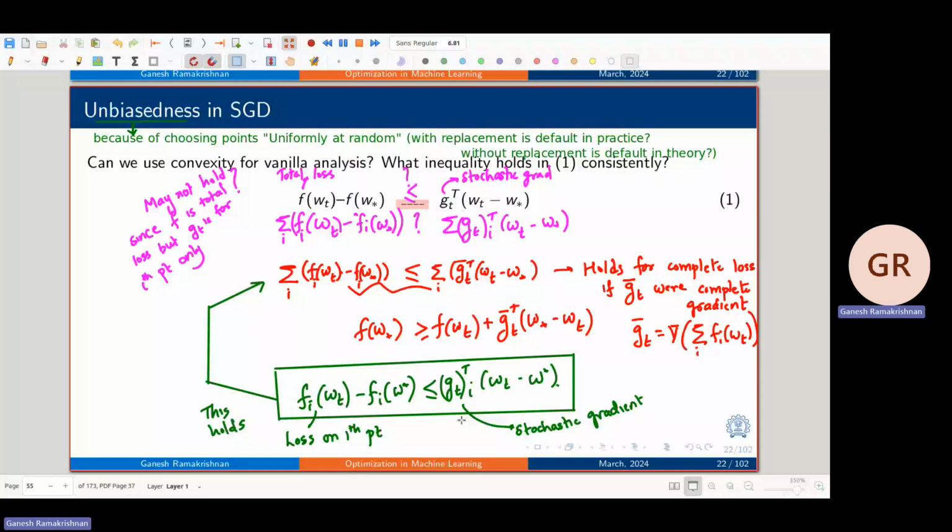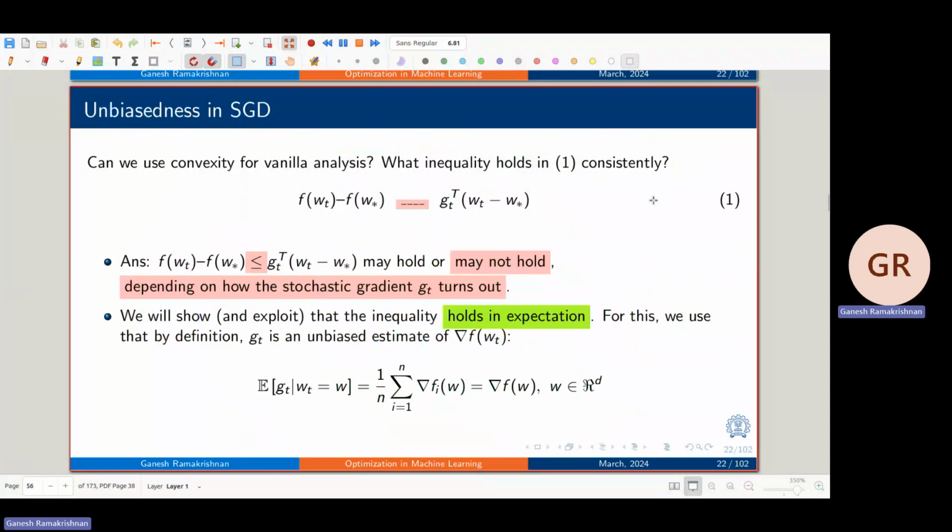Shape will change. You'll do a vector. Vector of what? So I think the answer is first of all very simple. It may or may not hold. Okay. It all depends on how that single point has contributed. So it may or may not hold. Right? But what we exploit is that this holds in expectation.